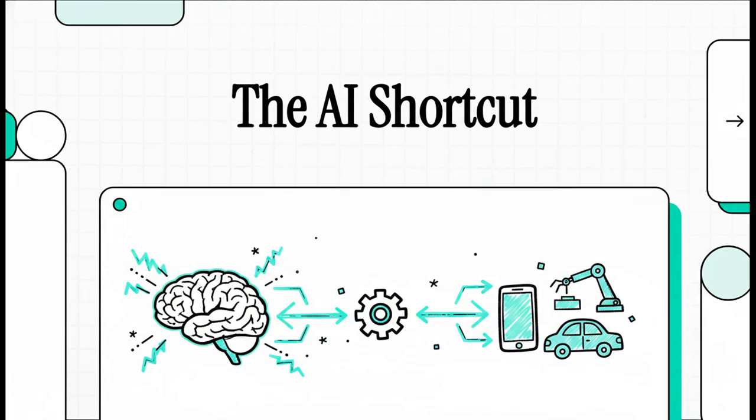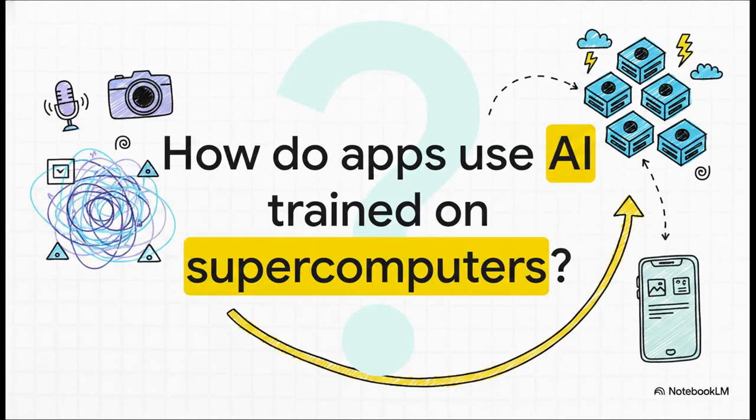Today, we're talking about one of the most important ideas in modern AI. Seriously, it's the secret ingredient that lets these brilliant, massive models leave the research lab and actually work in the real world. On your phone, in your apps, it's a powerful shortcut called transfer learning, and it has changed absolutely everything. I mean, think about it for a second.